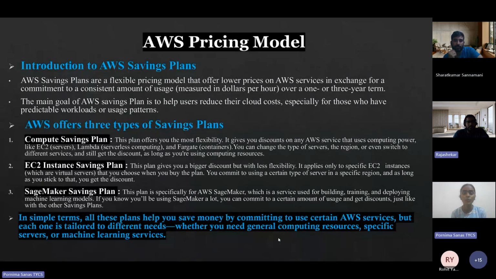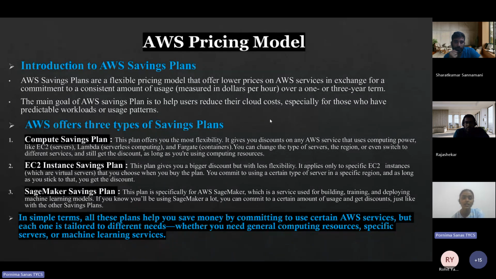Myself, sir, Purnima Sandas. I am in third year computer science from SK College. Today I am going to present one type of pricing model, that is the AWS Savings Plan. It is a flexible pricing model because it offers a lot of discount, but on commitment. What is the commitment? If we use AWS services for 1 or 3 years of terms, they will give us a discount on those particular services.